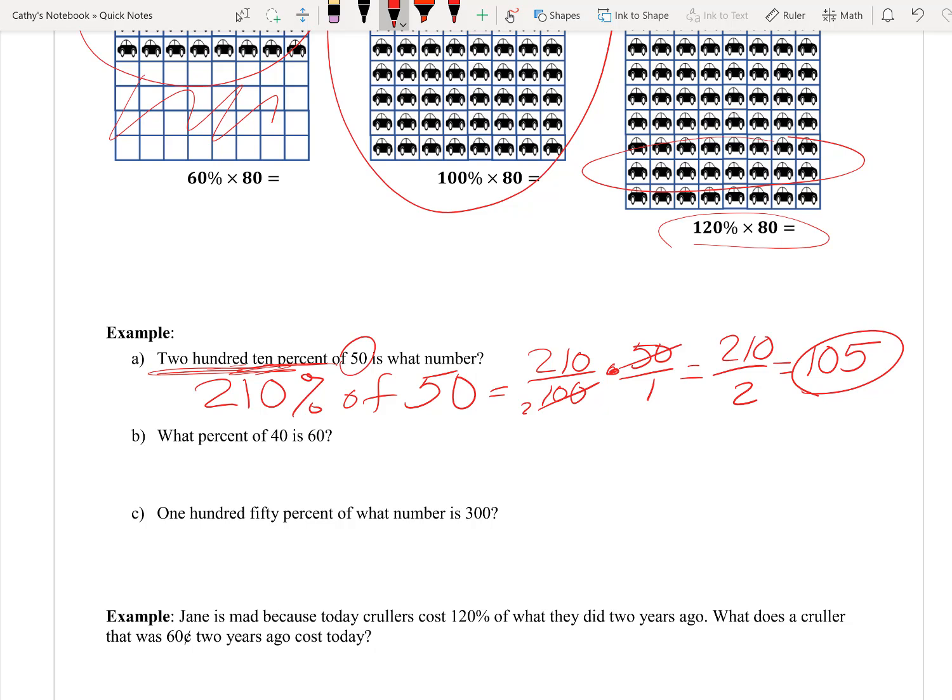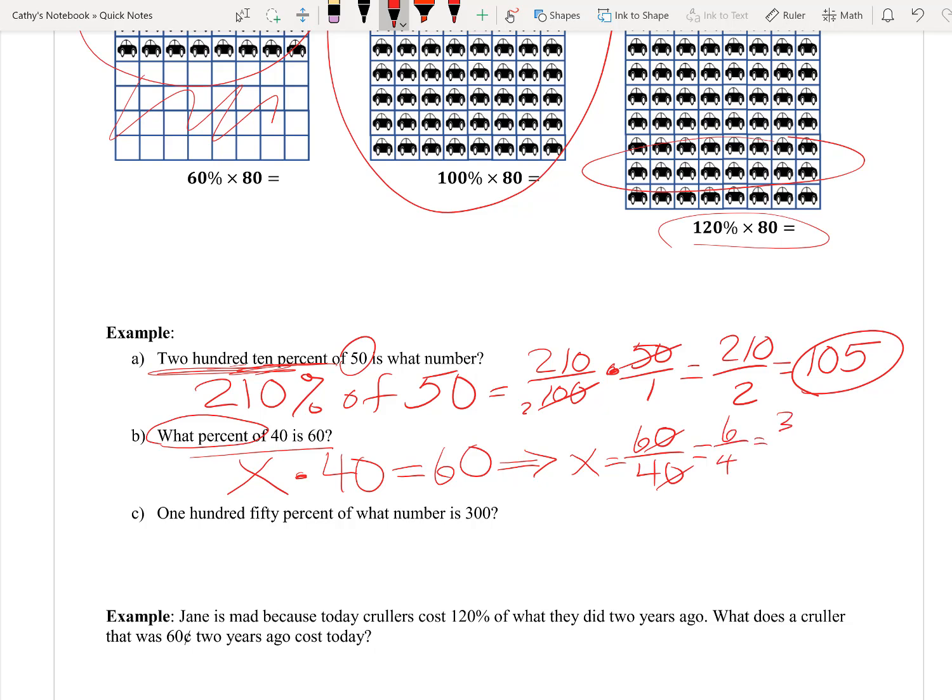All right, so what percent of 40 is 60? All right, so you just write this as an equation, just like we have been doing. So when it says what percent, you don't know, so you say x. Of means multiply. 40 is 60. All right, now you divide both sides by 40 to get x by itself. So x is going to be 60 over 40, and that is equal to 6/4, which is equal to 3/2.